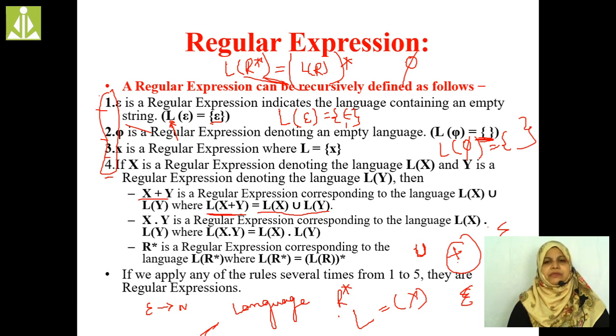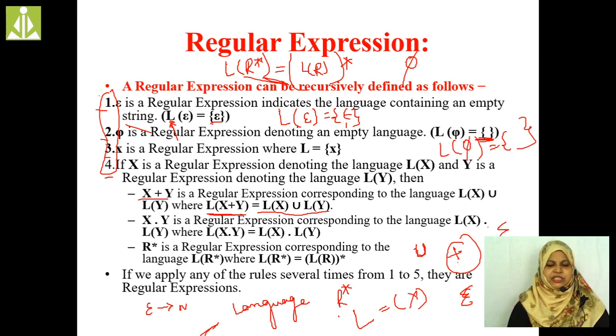First one is epsilon is the empty string. If that particular epsilon is in a regular expression, then the language containing the empty string is L of epsilon equals epsilon. That particular set consists of the epsilon symbol. If phi is a regular expression denoting the empty language, then L of phi equals the empty language. Or else if x is a regular expression, then L equals x, right?